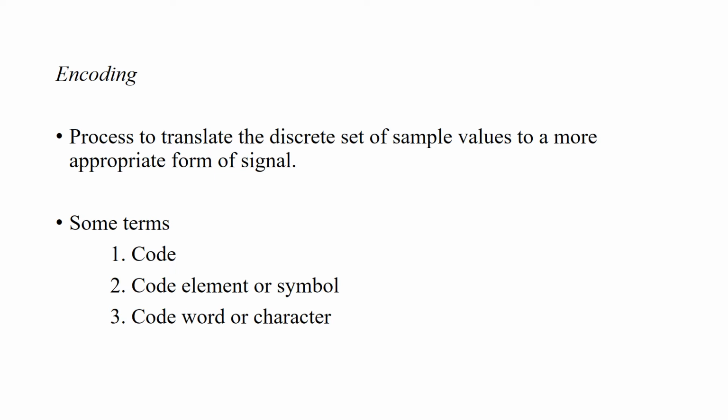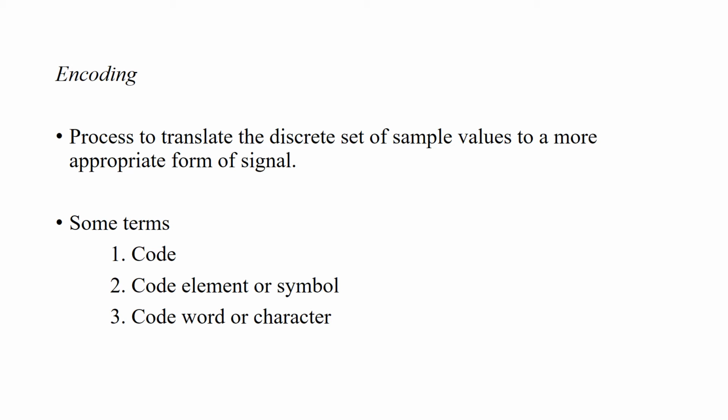Next one is encoding. Encoding is the process to translate the discrete set of sample values to a more appropriate form of signal. And some terms we use here are code, code element and code word. What is a code? Any plan for representing each of the discrete set of values as a particular arrangement of discrete events is known as a code. And one of the discrete events in a code is known as a code element or a symbol. And we can say the presence or absence of a pulse is a symbol.